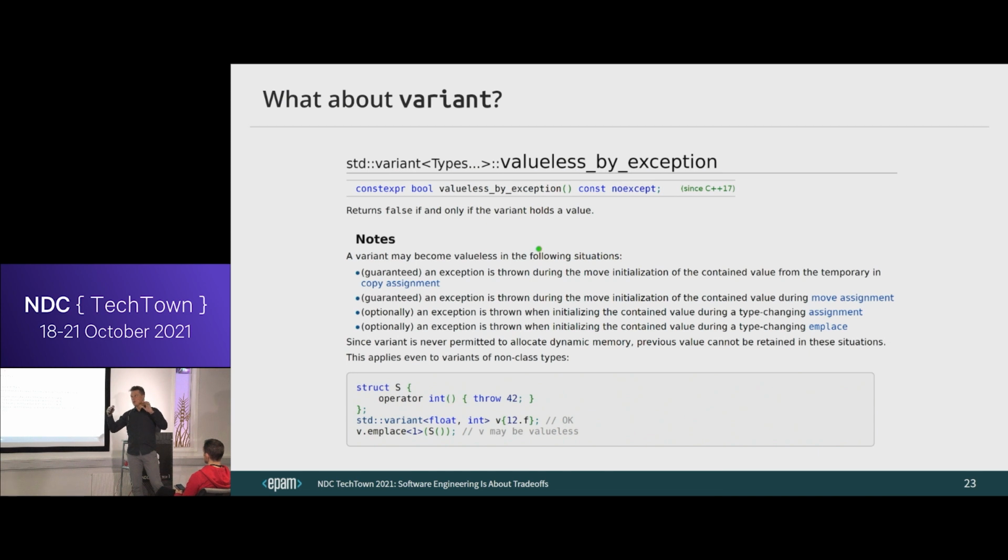So consider you have a variant of types A and B. In case of switching from A to B, first you have to destroy A, right? We are destroying A, trying to create B, and what happens if B fails to be created? How do we restore the previous state and provide strong exception safety guarantees if A is already destroyed? In this case, it's not possible. In such a case, we end up in the valueless by exception state.